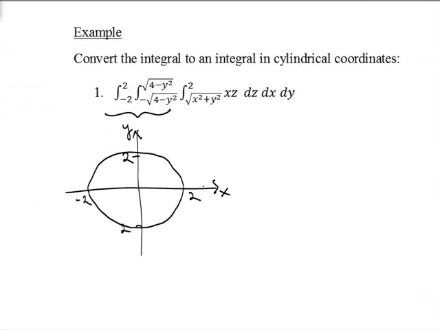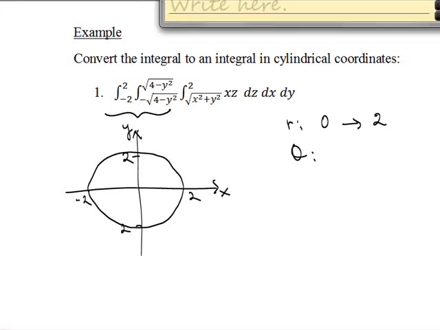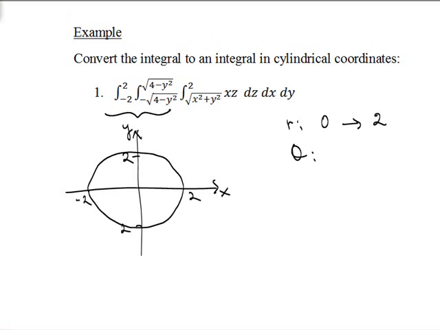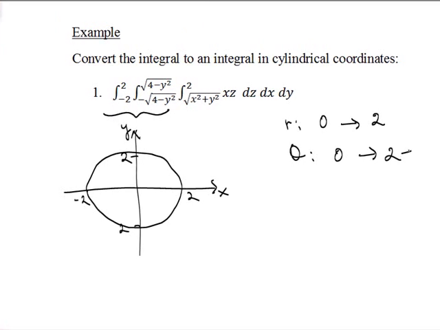So if we are looking at an entire circle, can you give me the limits for r? 0 to 2 pi. Can you give me the limits for theta? Now, sorry, I mixed it up, right? R is what? 0 to 2. And theta is 0 to 2 pi.